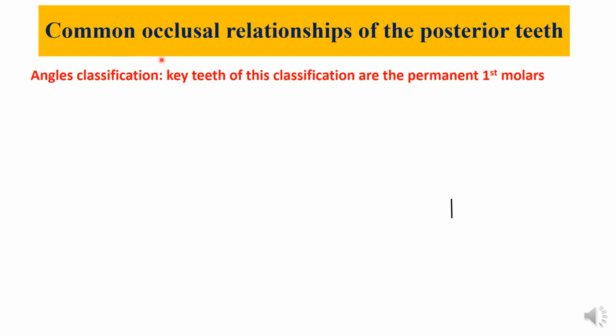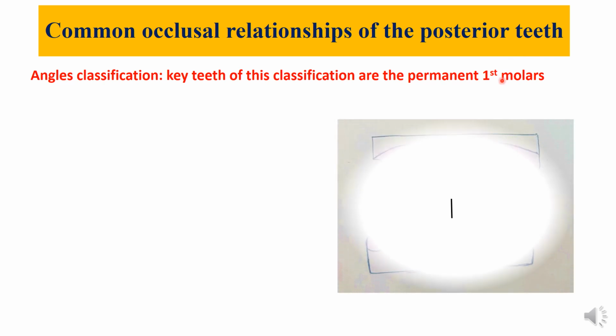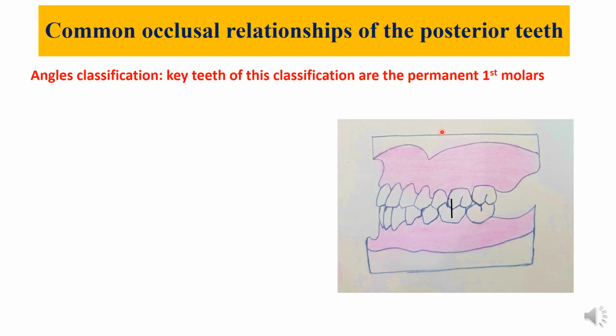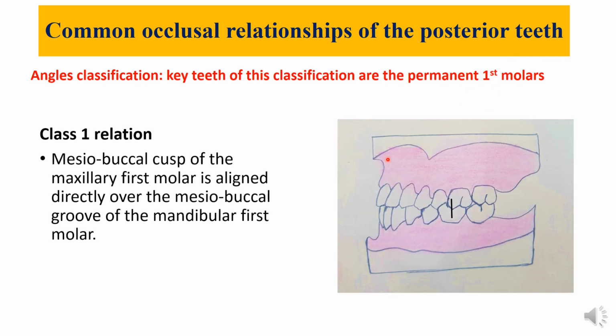Okay, now let's see the common occlusal relationships of the posterior teeth, and this is purely in permanent teeth. Okay, deciduous teeth, we do not use this, we only use the terminal planes, Boehm's classification. And in permanent teeth, we use the Angle's classification, and the key teeth of this classification are the permanent first molars. So let's move on. It's quite easy actually.